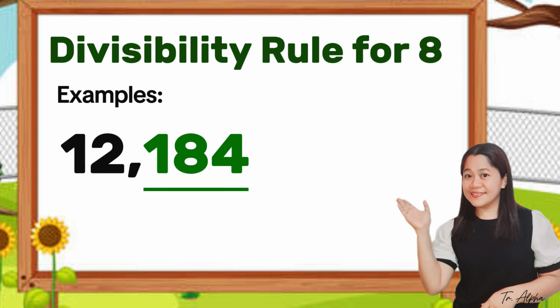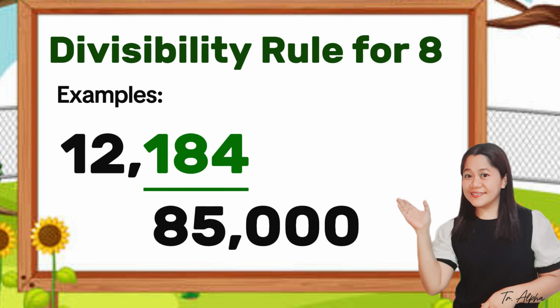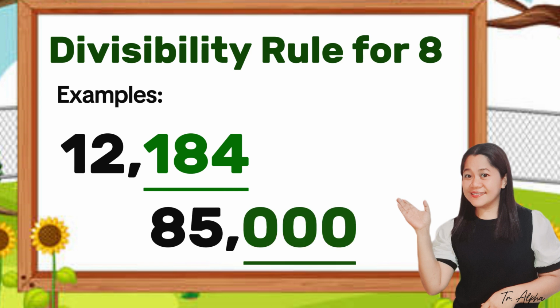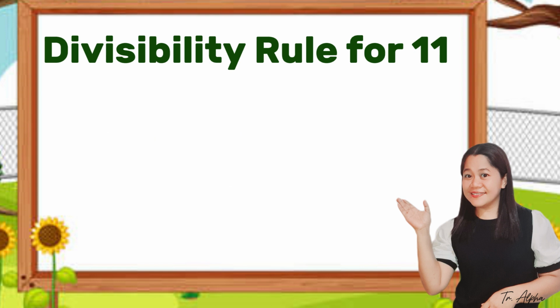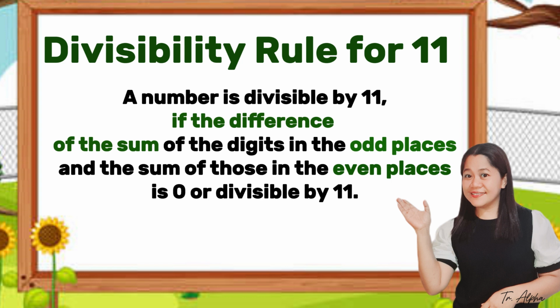Another example is 85,000. 85,000 ends in three zeros. Therefore, 85,000 is divisible by 8. Divisibility rule for 11. A number is divisible by 11 if the difference of the sum of the digits in the odd places and the sum of those in the even places is 0 or divisible by 11.